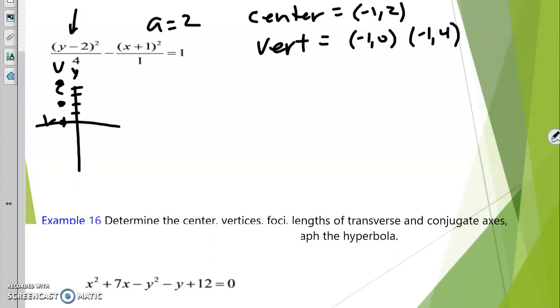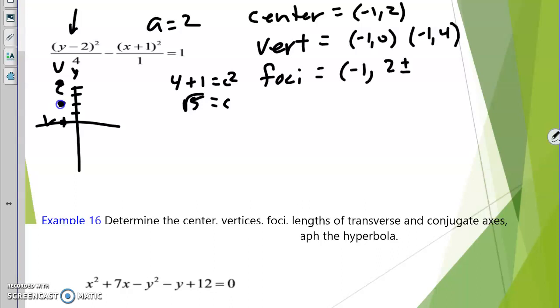My foci, well, let's find it. So I get a squared plus b squared equals c squared. I get the square root of 5 for c. So my foci are going to be the square root of 5 from my center, which is going to give me -1, 2 plus or minus the square root of 5. So if I go in here and draw that, I'm going to be about there and about there.